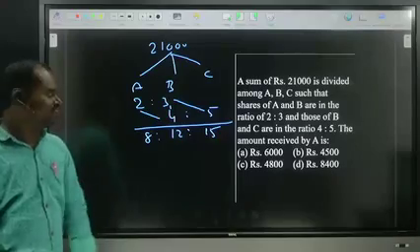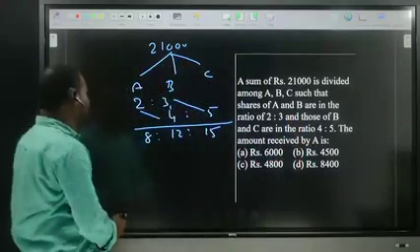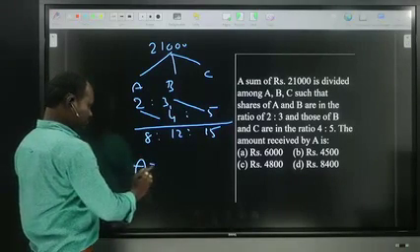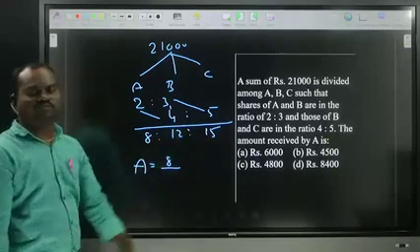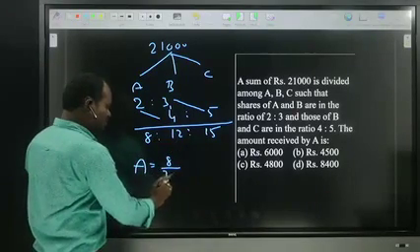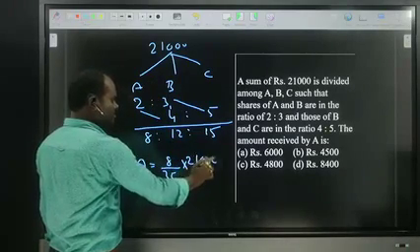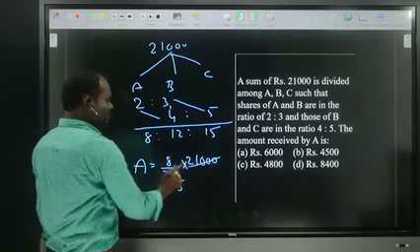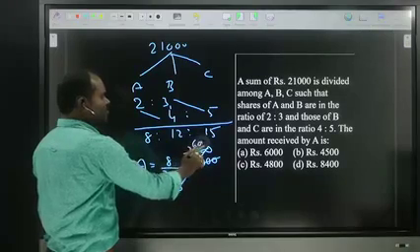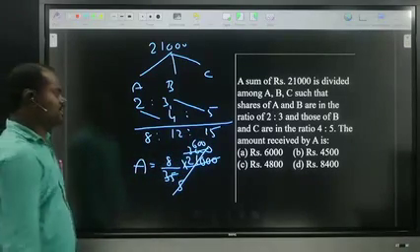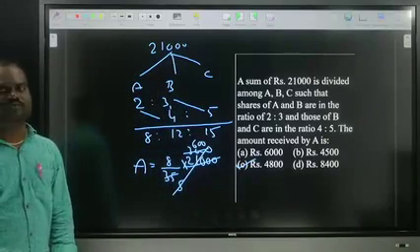We do not require all, we just require the share of A. The question is asking for the share of A. Now observe, A has 8 parts out of 8 plus 12 is 20, 20 plus 15 is 35, into the total money 21,000. 7 fives, 7 threes, 5 ones, 5 6 0 0. 8 into 6 is 48. So option C, 4800. Option C, 4800.